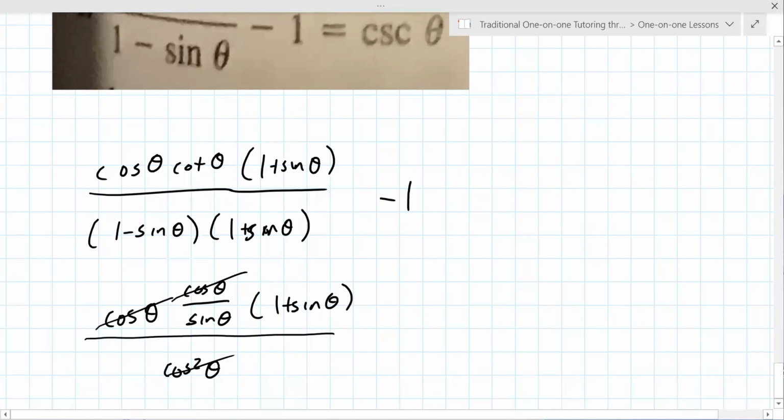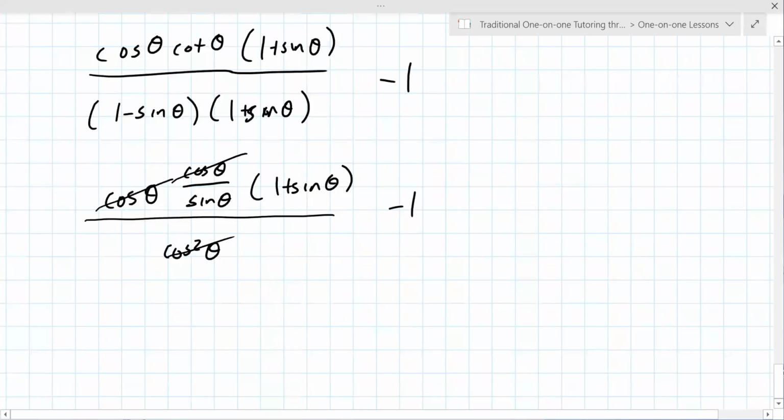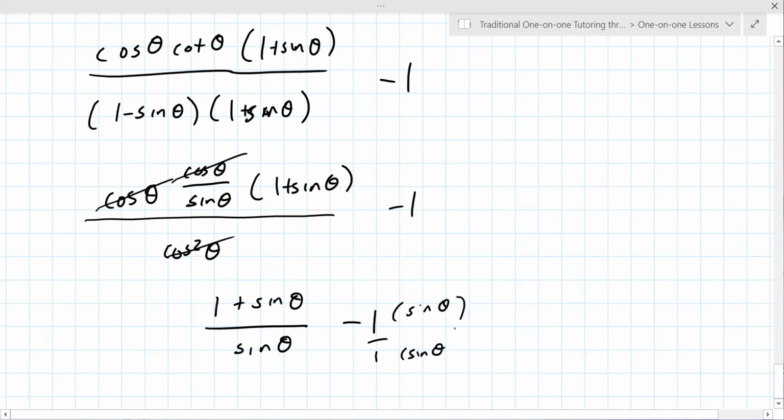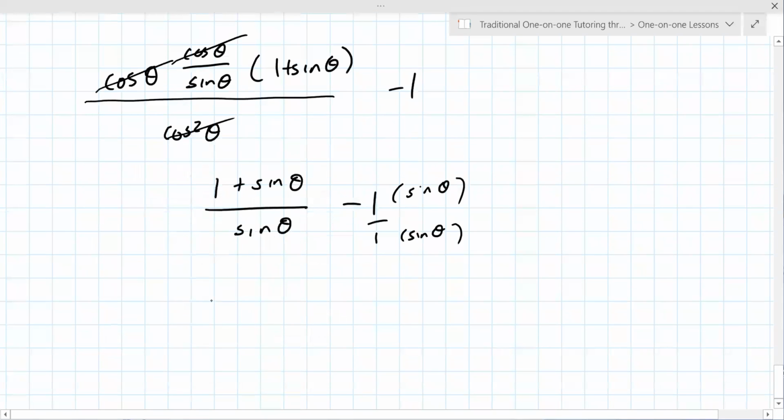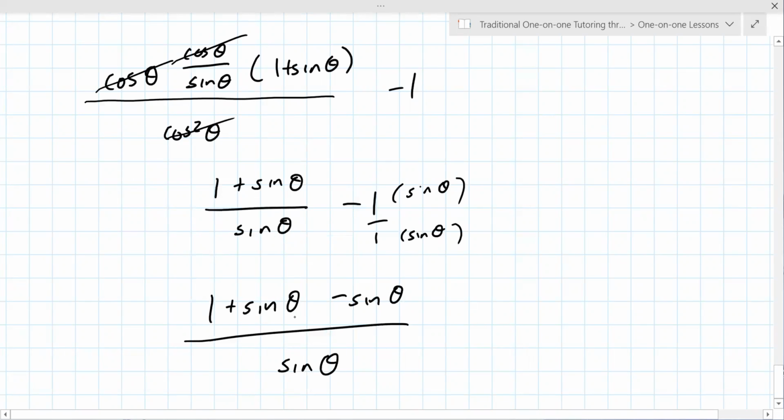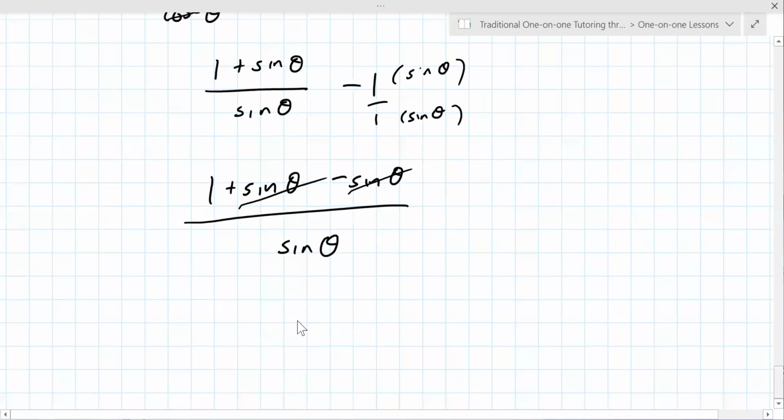So those cancel. And now you've got to be careful here, and you're a good math student, so you probably already can see this, but it's 1 plus sine theta over sine theta -1. Okay. Now let's just make this a common denominator. So it becomes 1 plus sine theta minus sine theta all over sine theta. Cancel. 1 over sine theta, which is cosecant. Yes.